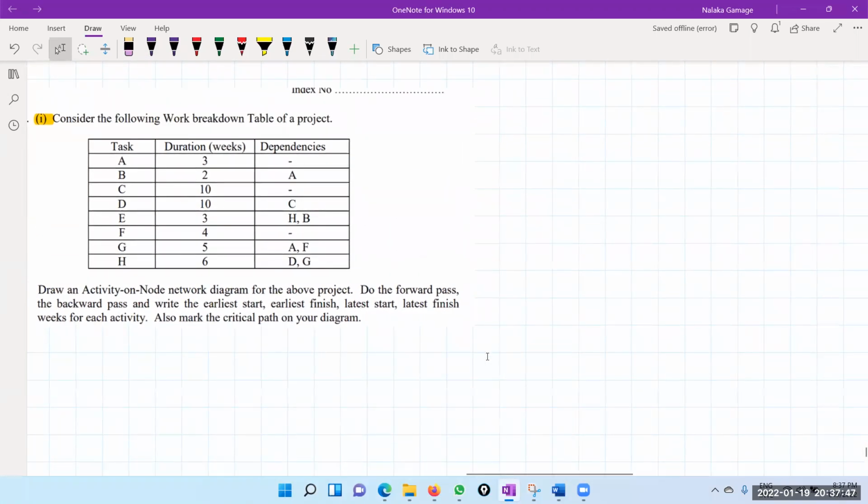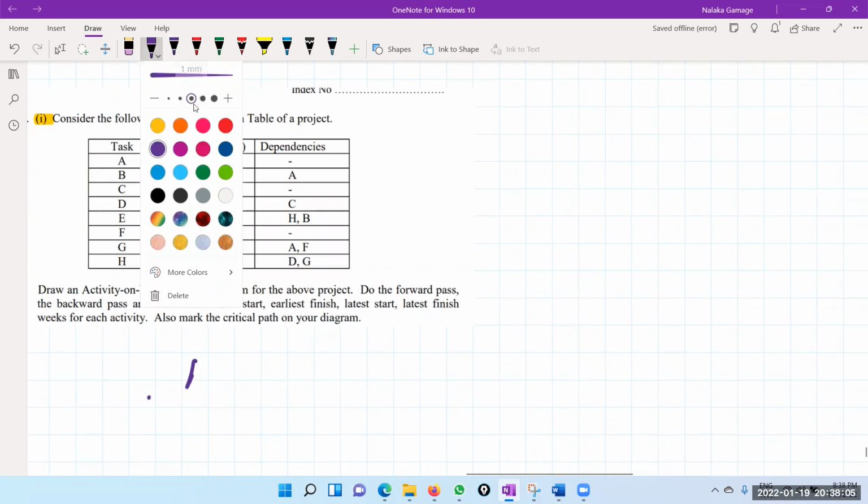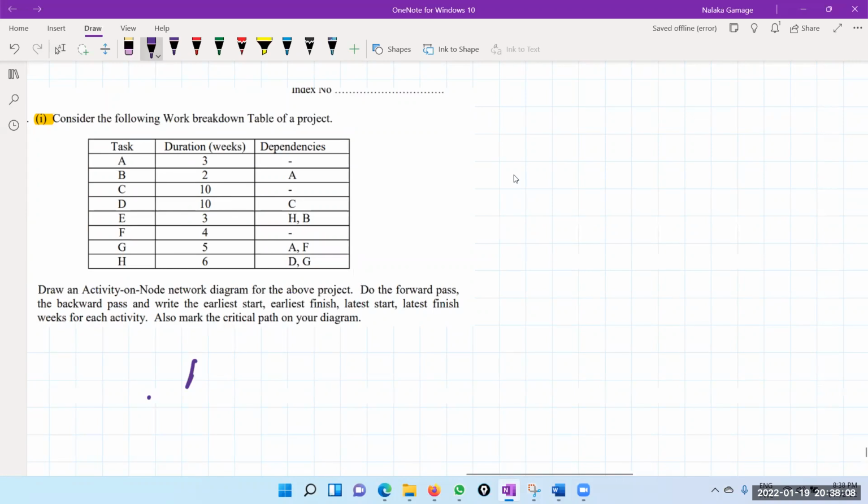Right. So let's do it. First let's draw the dependencies, then draw it properly. Just the dependency I need first. Let me make it short and simple. A is not depending on anything. Then B depends on A. C is not depending on anything. D depends on C.